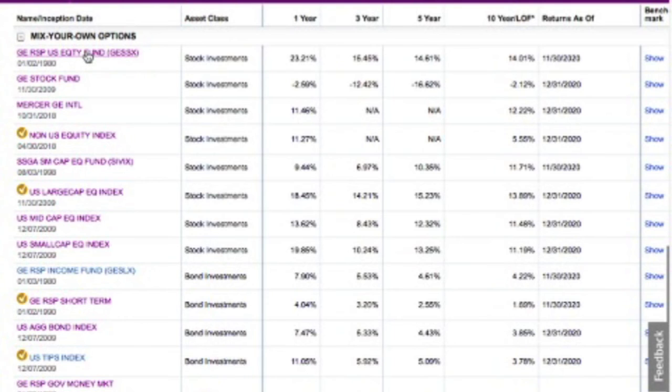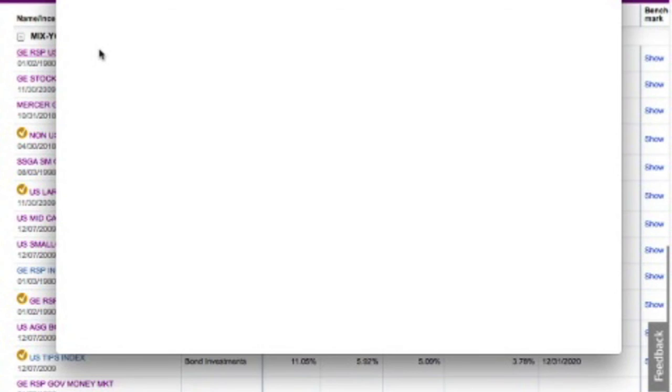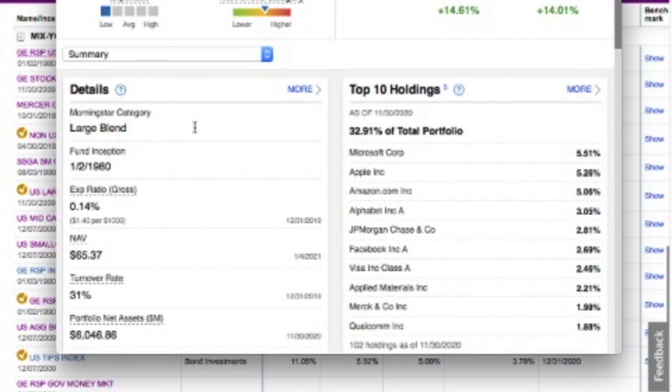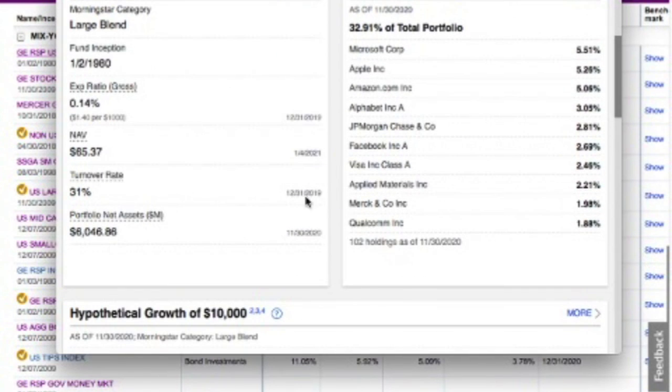So let's look at this top one. You do not see the word index, but you want to open it up. You're going to scroll down. And it is an index fund because you see a lot of companies. You don't see just one company here. This one has 102 companies. It's going to take, for example, your $500 and spread that money over 102 different companies.